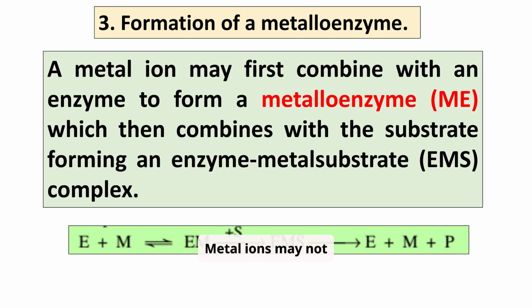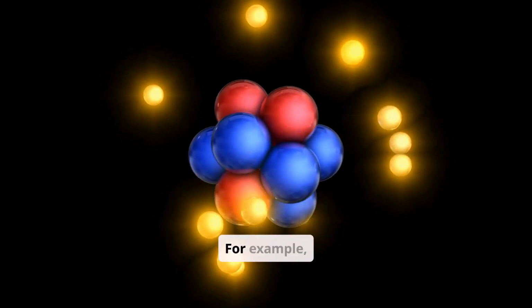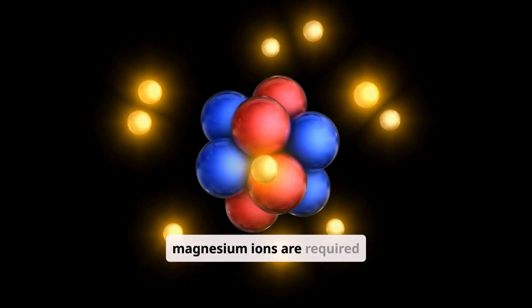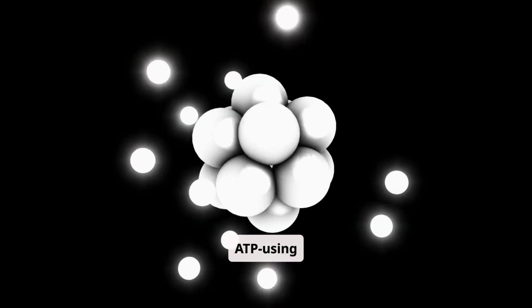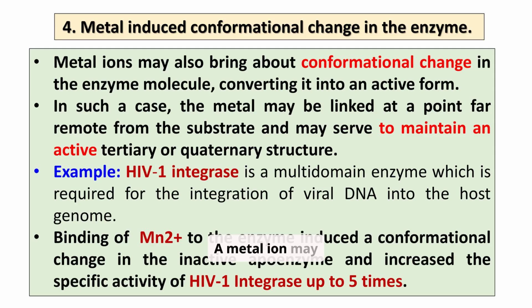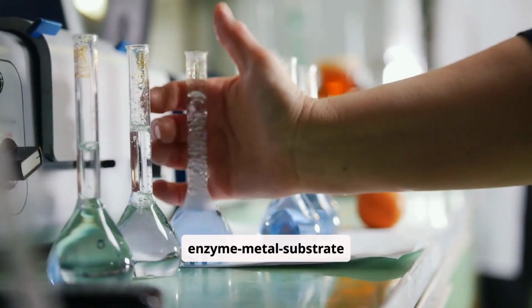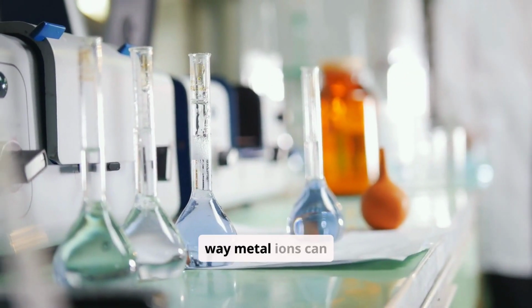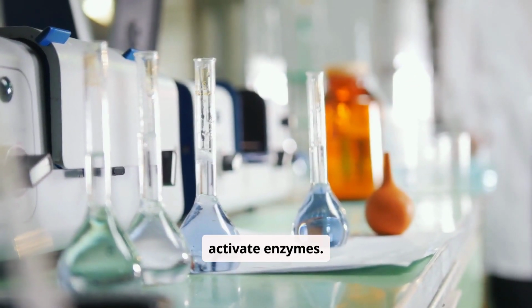Metal ions may not directly interact with the enzyme, but instead interact with the substrate, making it able to interact with the enzyme's active site. For example, magnesium ions are required by all ATP-using enzymes, such as hexokinase. A metal ion may first combine with an enzyme to form a metalloenzyme, which then combines with the substrate, forming an enzyme metal substrate complex. This is another way metal ions can activate enzymes.